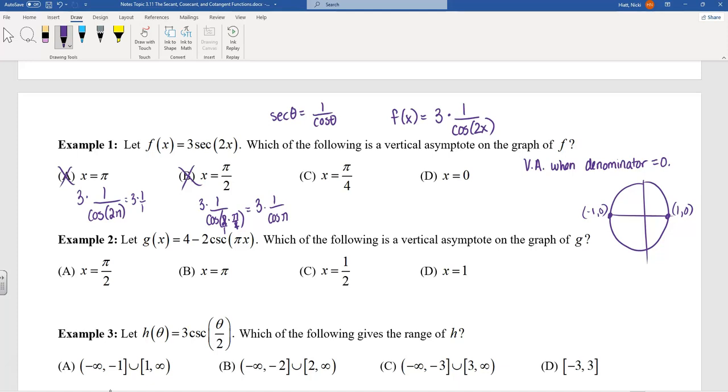Okay. Then I could try this. 3 times 1 over cosine of 2 times pi over 4. And I'm going to put that over 1. That's going to give me 2 pi over 4. That reduces to 3 times 1 over cosine of pi over 2. Now, what is cosine of pi over 2? 0. Right here it is. That's going to be our answer for that.